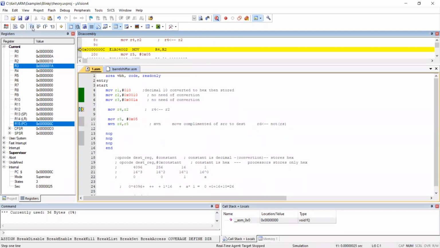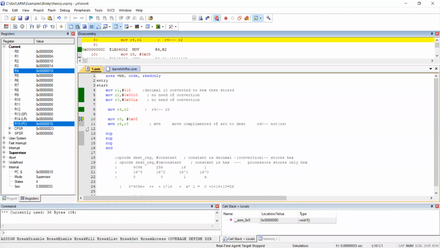First 3 lines I will skip because we have already explained. Now the 8th line, what is 8th line? Move R4 comma R2. Whatever is in R2, that will be copied to R4. What is there in R2? 10. That means hex 10, 0x001A. Same will be in R4. So yes, correct. Now is the question.